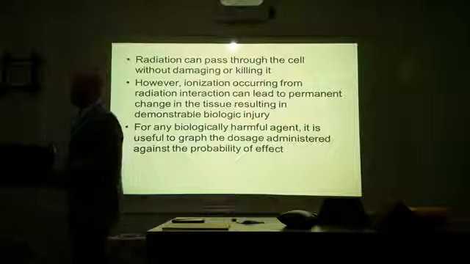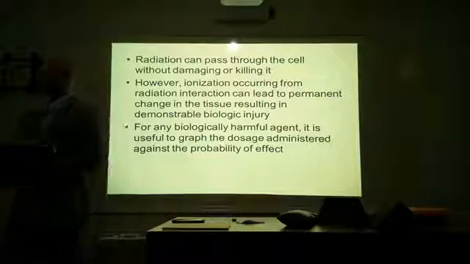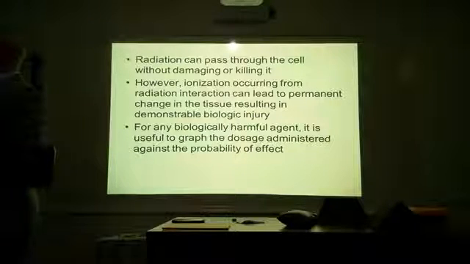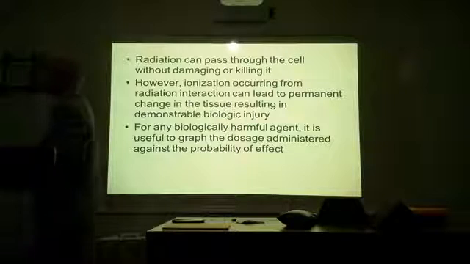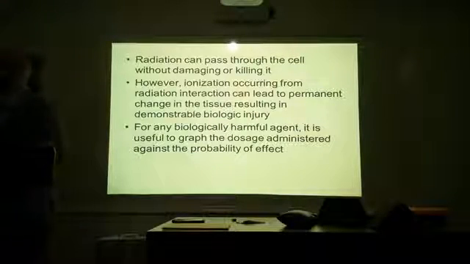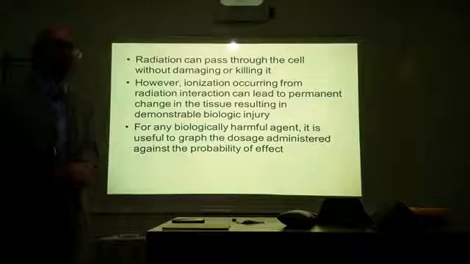Radiation can pass through the cell without damaging or killing it. However, ionization occurring from radiation interaction can lead to permanent changes in tissues, resulting in demonstrable biological injury. For any biological harmful agent, it is useful to graph the dose administered against the probability of effect.